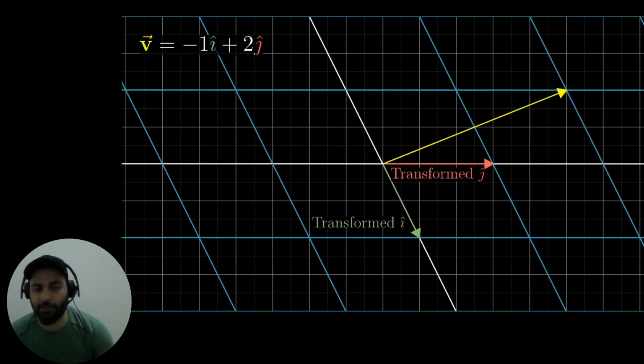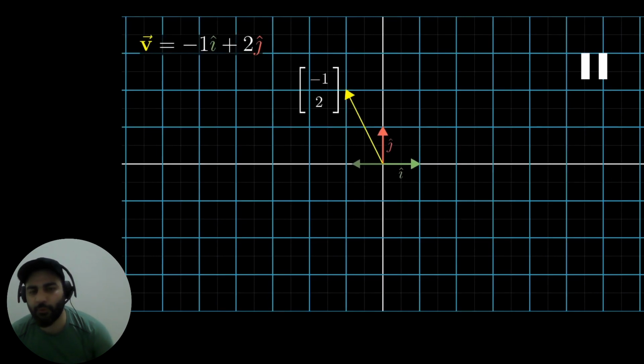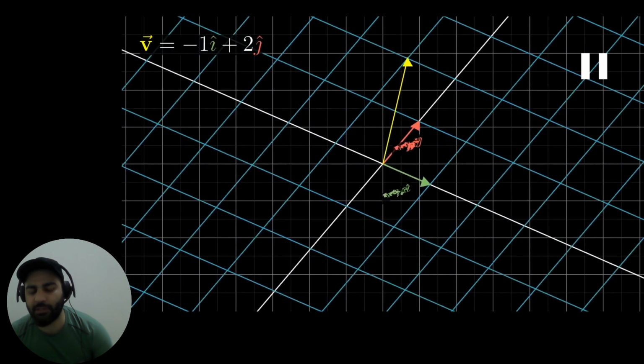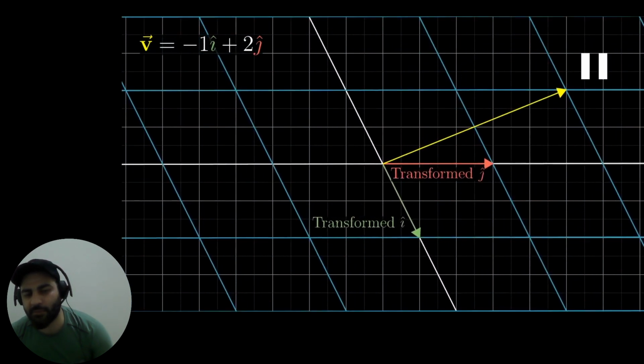If you again see, this is our i cap and this is our j cap, and now you want to see where they transform. Just keep an eye over these vectors. So this is our transformed i vector, this is our transformed j, and this is our transformed v vector.